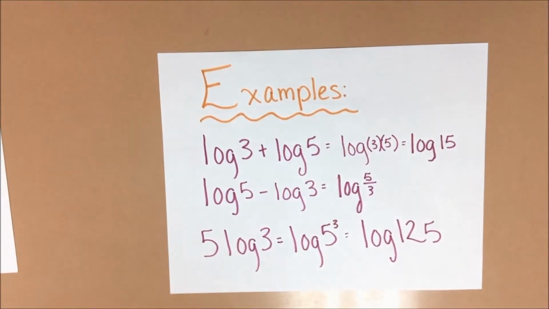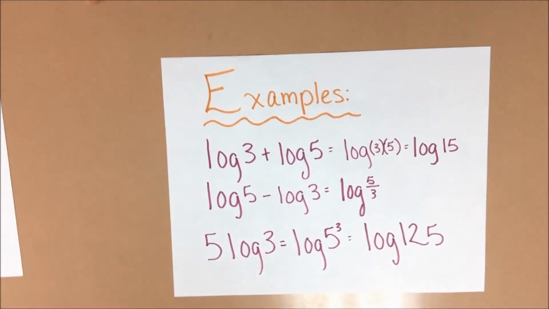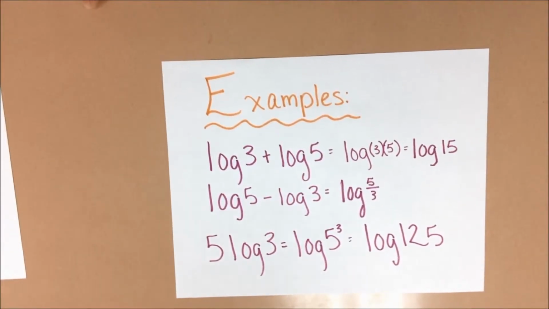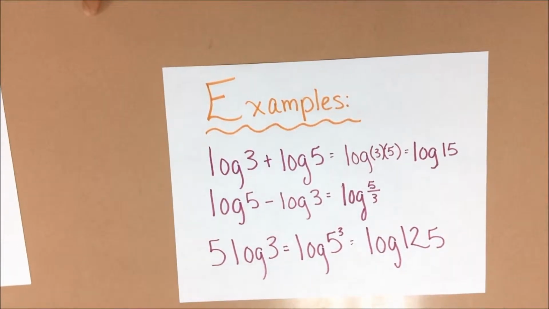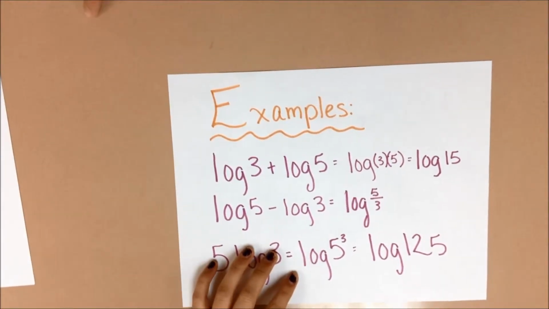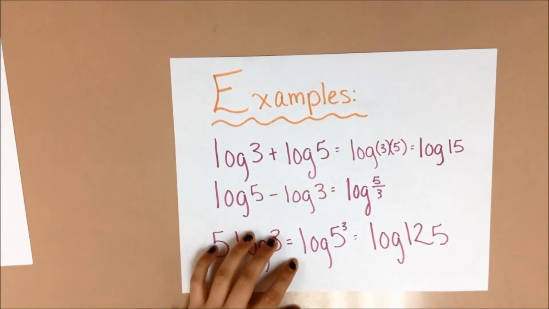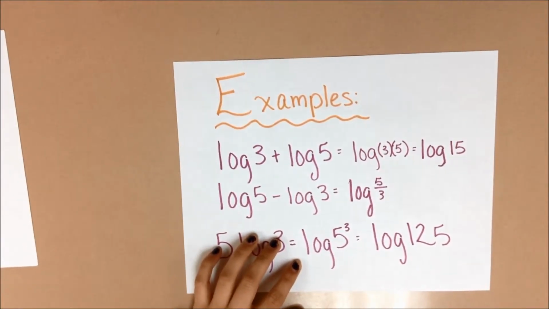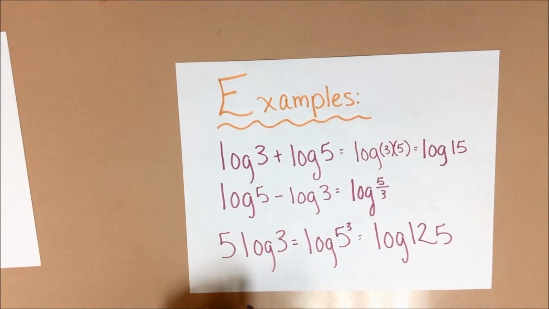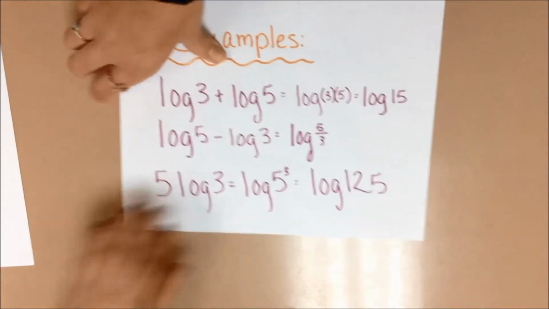Examples of log properties would be log 3 plus log 5 equals log multiplying 5 by 3. Log 5 minus 3 will become log 5 over 3. And 5 log 3 will be put into exponential form and result in log 5 cubed.